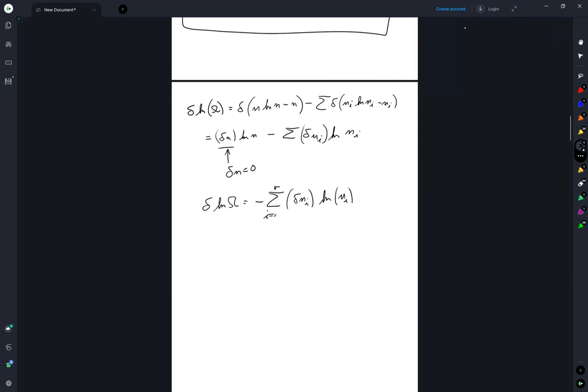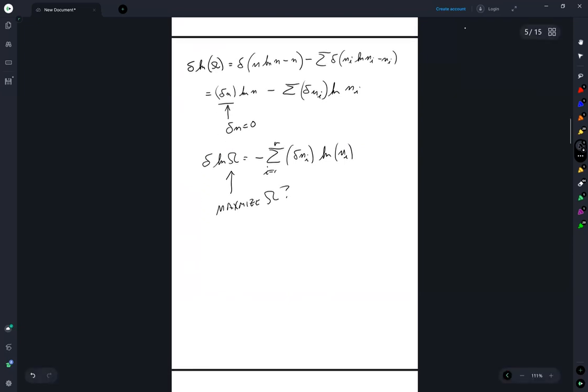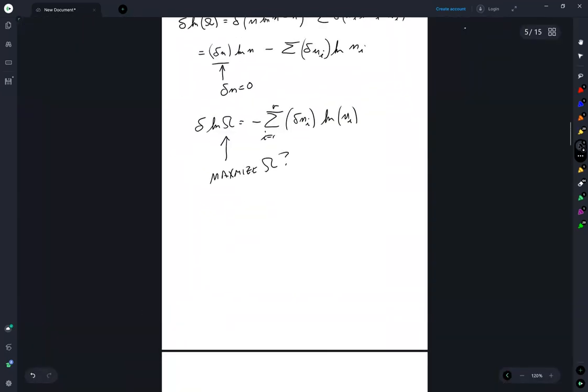Now, what does it mean to maximize omega? Well, what it means is that if we vary omega, that is an extremum, which means it's equal to 0. The variance is equal to 0 by definition. So let's mark this equation. This is something we're going to come back to.